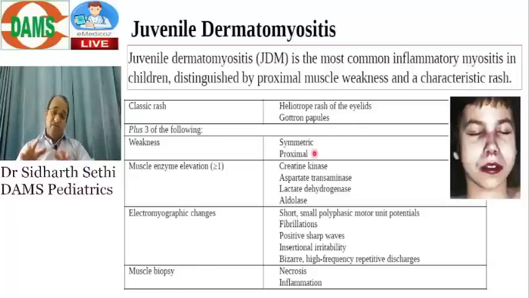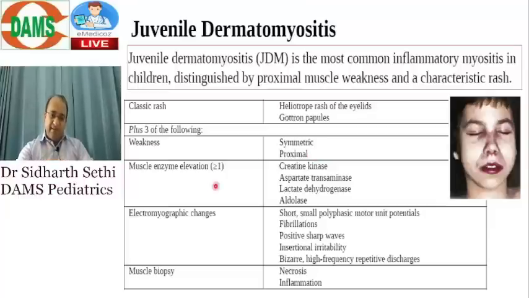Now remember, they may have the Gower sign. Gower sign is not specific for Duchenne's. It can be seen in dermatomyositis as well. And this question has come in your exam multiple times. In fact, in your past AIIMS exams, they had a child with elevated CPK and a rash with Gower sign. So you should think about dermatomyositis as well.